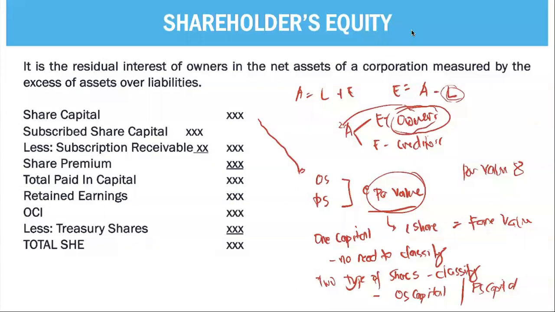Now, if you only have one capital, then you do not need to classify. You can just place share capital. But if you have two types of shares, you should classify them between ordinary share capital and preference share capital.